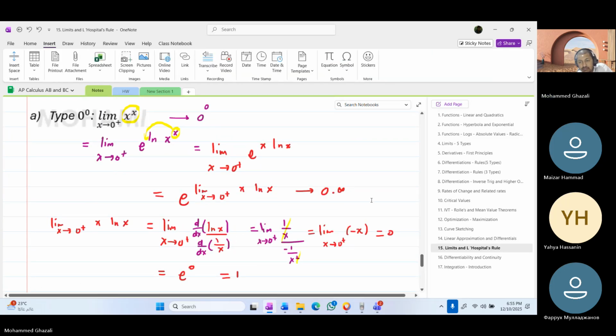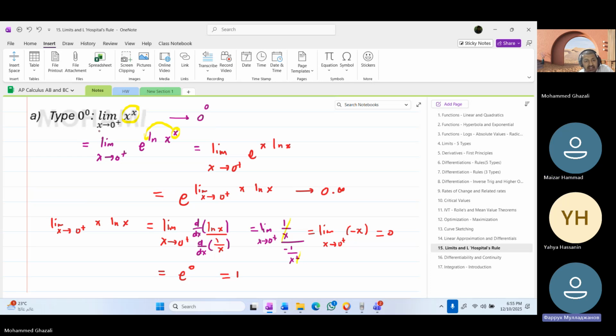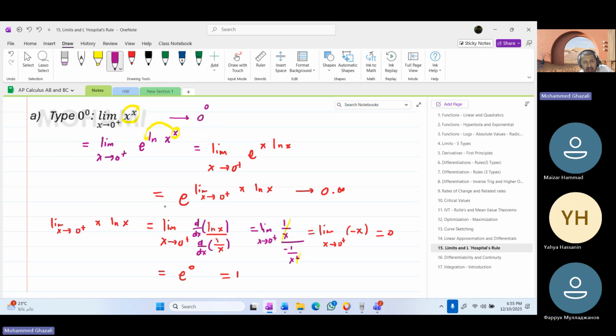Yes, yes, I understand. This is the limit you are solving. You can say L, the limit that you are solving. So now the limit is e to the power 0. I only removed this part.